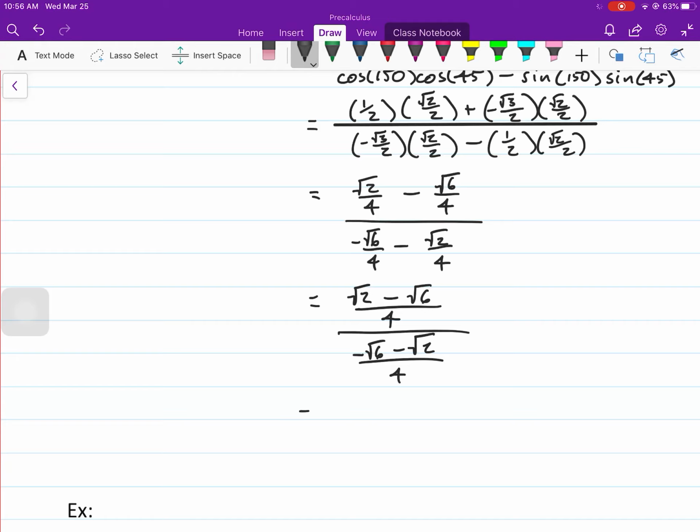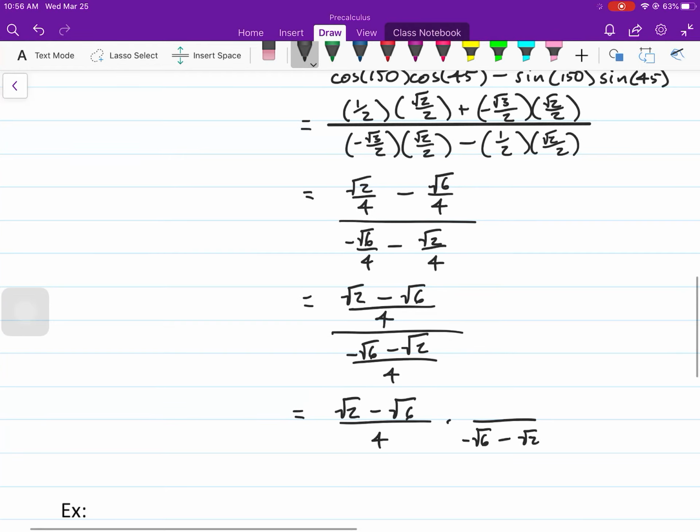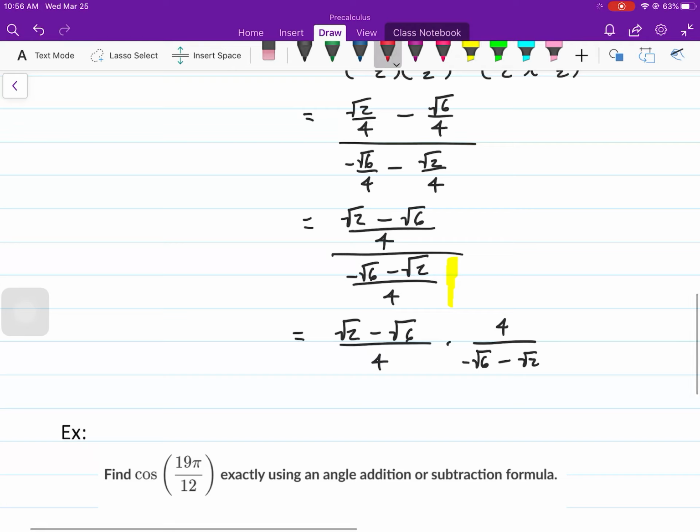And so then we're going to flip and multiply. The 4's will cancel out. Square root of 2 minus square root of 6 over 4 times 4 over negative square root of 6 minus square root of 2. Clean up that 4, it looks kind of bad. So I just flipped this bottom fraction right there, and I'm multiplying by that. The 4's will cancel out. And our final answer will be square root of 2 minus square root of 6 over negative square root of 6 minus the square root of 2.